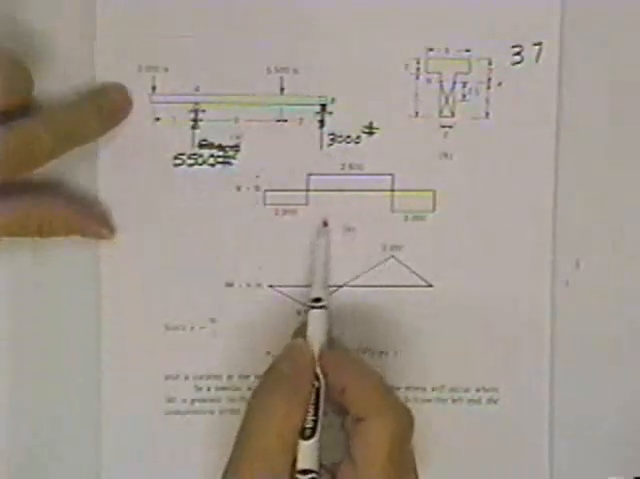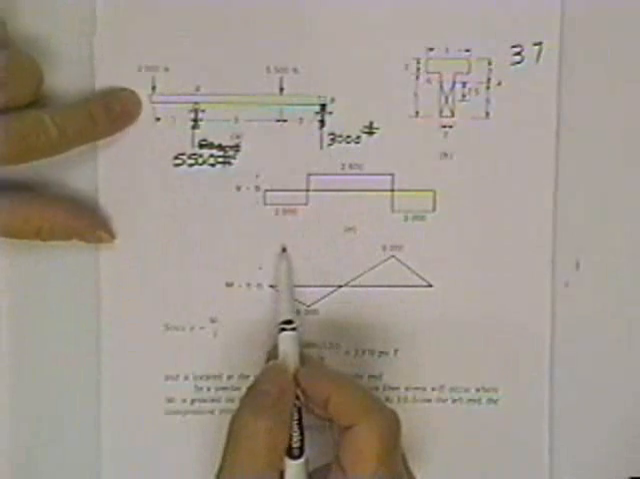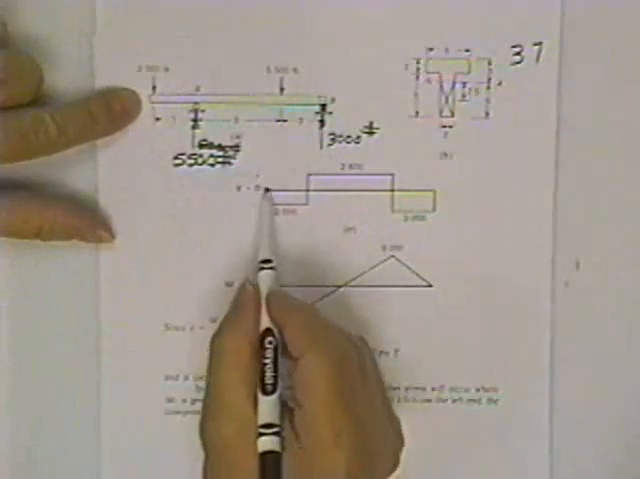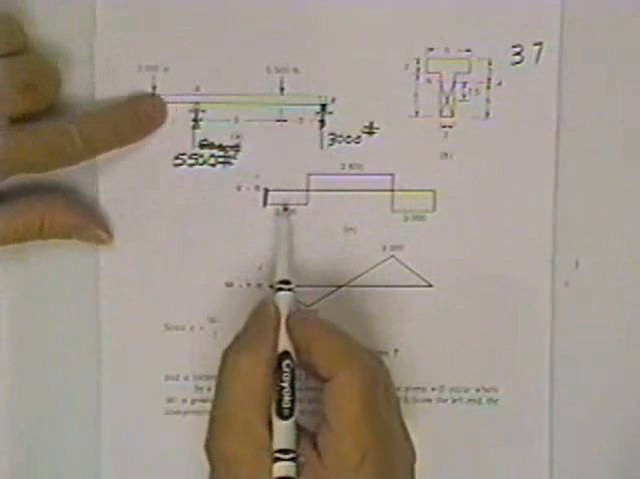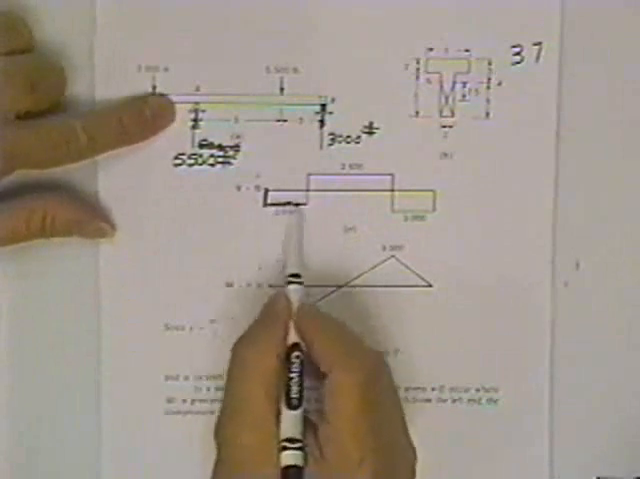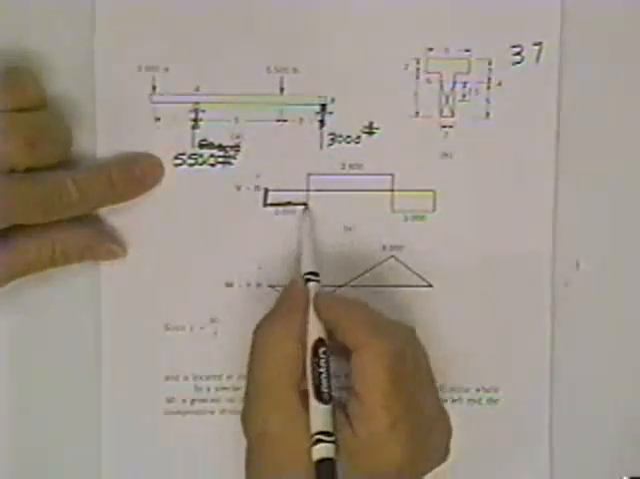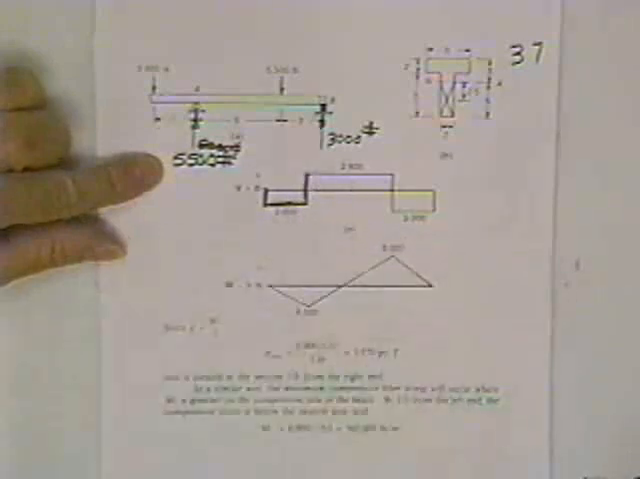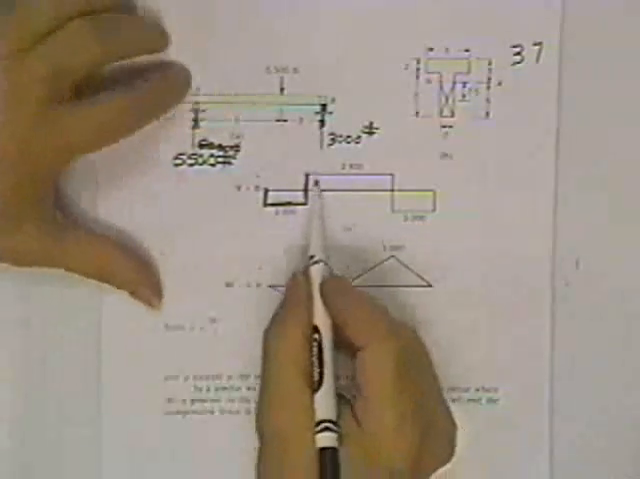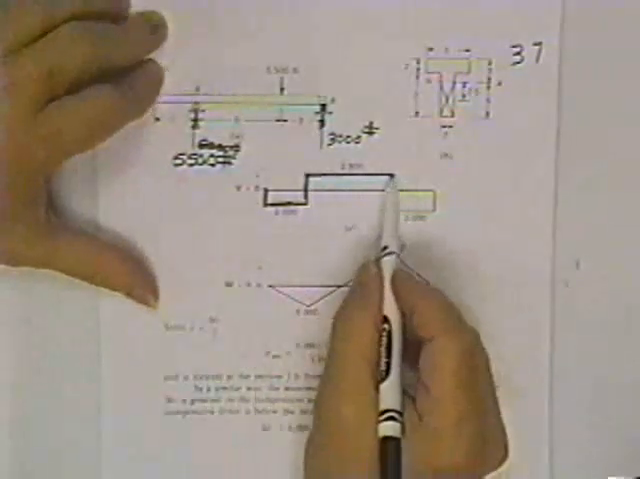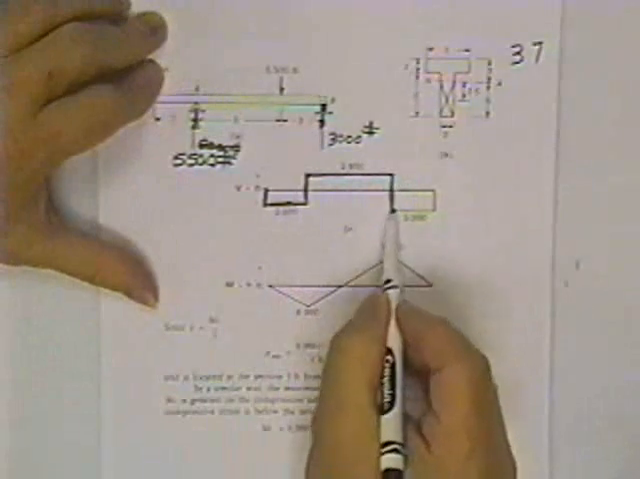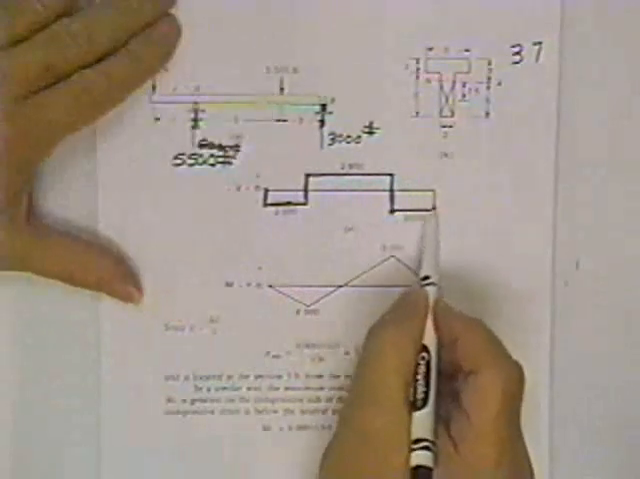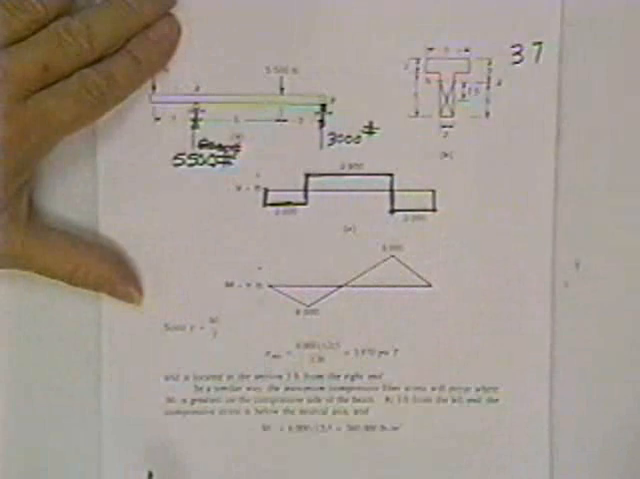He draws the shear diagram. The load comes down 2,000, he drops 2,000. No loads, no change in magnitude. Up 5,500, 2,500. No loads, no change. Drop 5,500, no load, close on zero.